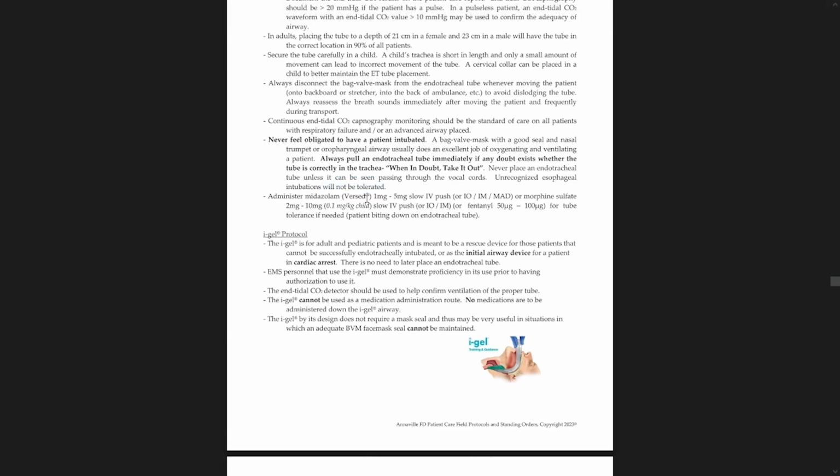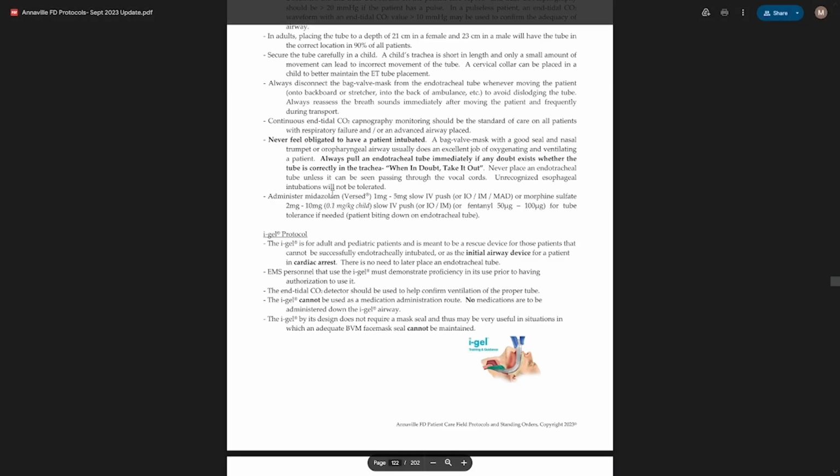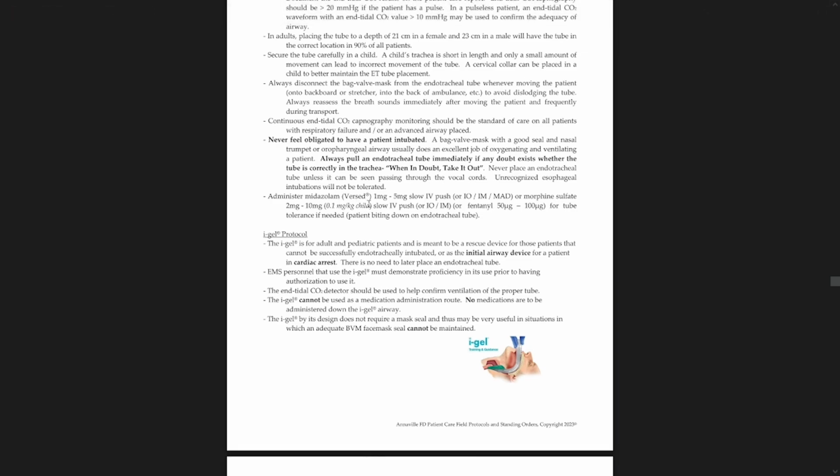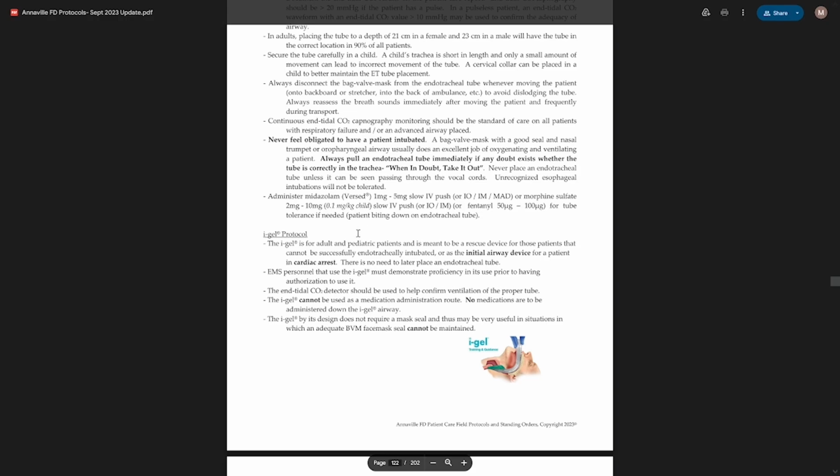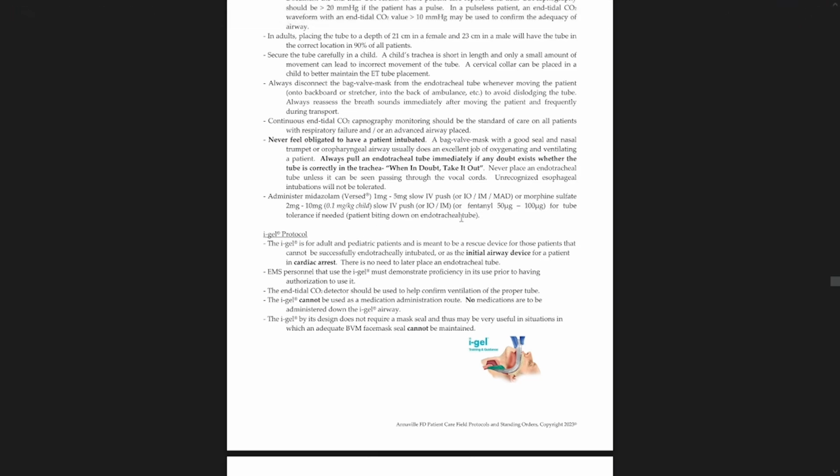Administer midazolam or Versed 1 to 5 milligrams slow IV push or IO, IM, or a mucosal atomizer device. Or morphine sulfate 2 to 10 milligrams, 0.1 milligram per kilogram for a child, slow IV push, or IO, which means intraosseous, in the bone, or IM. Or fentanyl 50 to 100 micrograms for tube tolerance if needed, such as a patient biting down on the endotracheal tube.